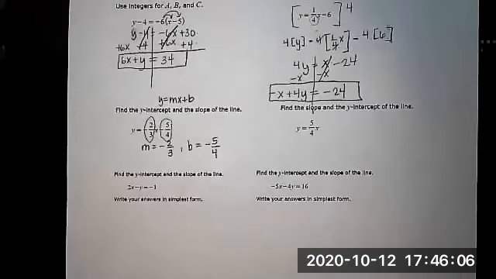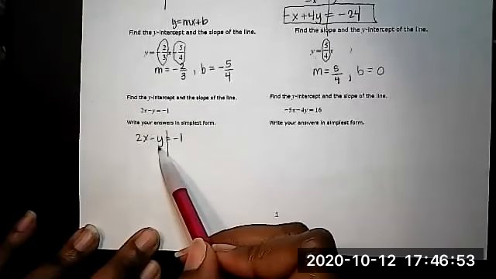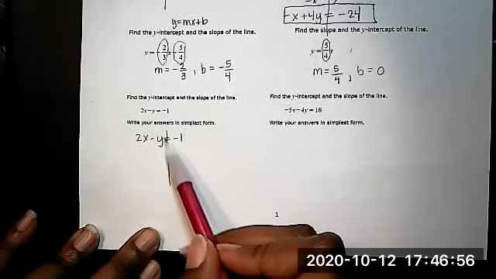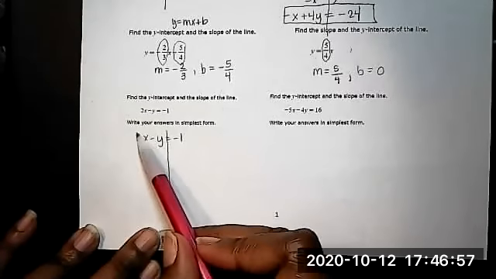All right, so down here, find your y-intercept and slope of the line. As you see, this is 2x minus y equals -1. It's not y equals. So we need to get it to be y equals first. So now we need y by itself. We need this y by itself. So first and foremost, let's get rid of the 2x by subtracting 2x from both sides. Okay? Because I need to get this y by itself.